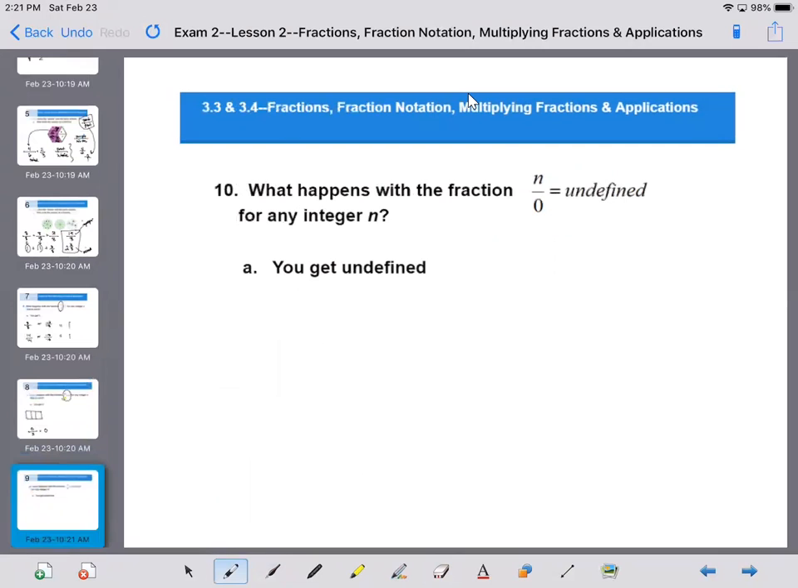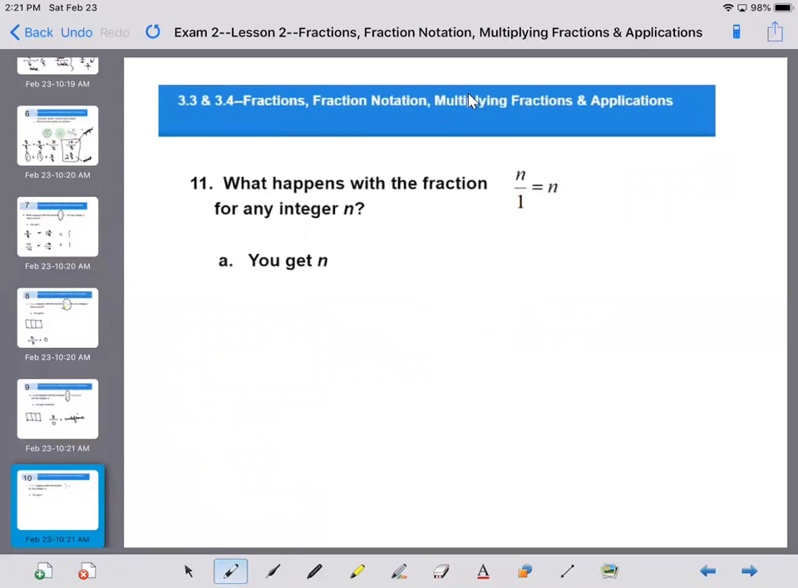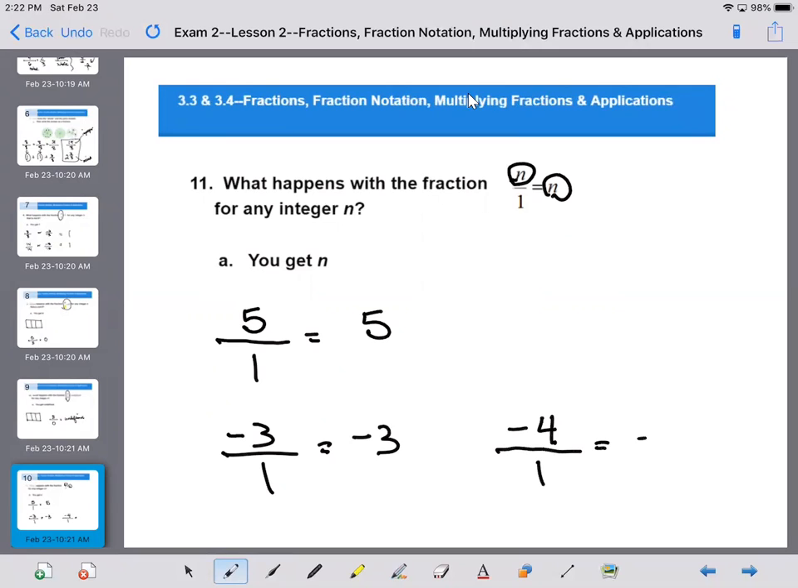Well, what happens when you're dividing by 0? It could be that you have three parts out of nothing, and that would end up being an undefined value. What happens if the fraction is, let's give n a value of 5, and 5 divided by 1, notice you're going to get 5, so that's what this is saying. If n is in the numerator and 1 is in the denominator, then you know the answer will be 5. If that's -3 divided by 1, the answer is -3. So if it's -4 and -4 is your n, then you're going to get n or -4 as your answer.